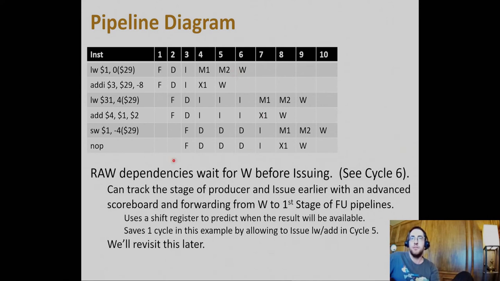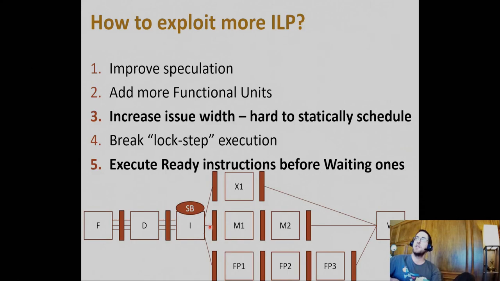That's a little tricky, but that's what this is talking about here. We're gonna come back to that point again later. It takes a little bit more hardware. So we can't do that with just our one ready bit. We need to make our scoreboard more complicated in order to make that prediction possible. Increasing our issue width beyond 2 makes it really hard for the compiler to solve the static scheduling problem, to resolve the dependencies and make sure that the full issue window can go together.